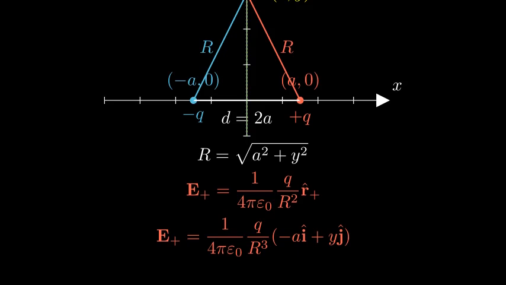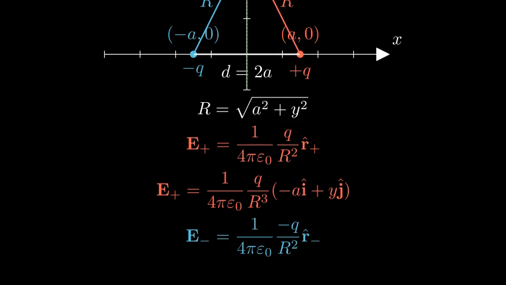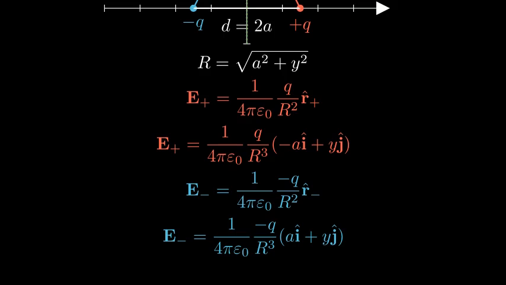Similarly, let's calculate the electric field due to the negative charge. The electric field at point P due to the negative charge is 1 over 4 pi epsilon naught times negative q over r squared times the unit vector r minus. In component form, this equals 1 over 4 pi epsilon naught times negative q over r cubed times the vector from the negative charge to point P, which is a i hat plus y j hat.